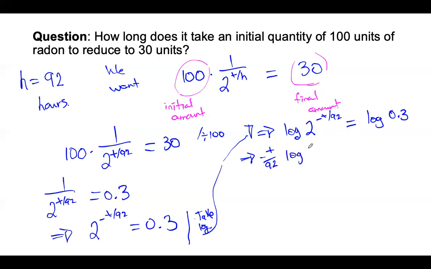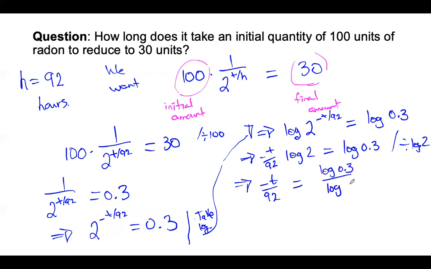Times the log 2. And then we can, of course, divide by the log of 2 on both sides, which implies negative T divided by 92 equals log 0.3 divided by log 2. We could calculate this with a calculator.